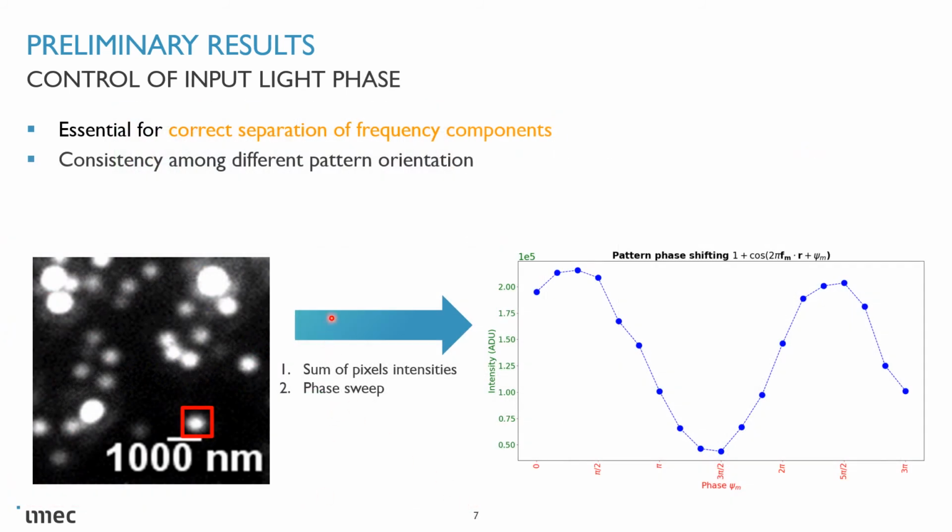Next, we move on to controlling the phase of the generated interference pattern, as having a well-defined phase is crucial in correct separation of frequency components from raw images. The left micrograph here shows individual and clustered 100 nanometer fluorescent beads within the imaging region. We focus on one of these clusters and plot the intensity of fluorescence emission as we sweep the phase by electrically actuating the thermo-optic phase shifters. We expect to get a sinusoidal curve as the interference fringes are sinusoidal in the first place, and this is indeed the case. So this confirms that we can shift the phase as we expect.